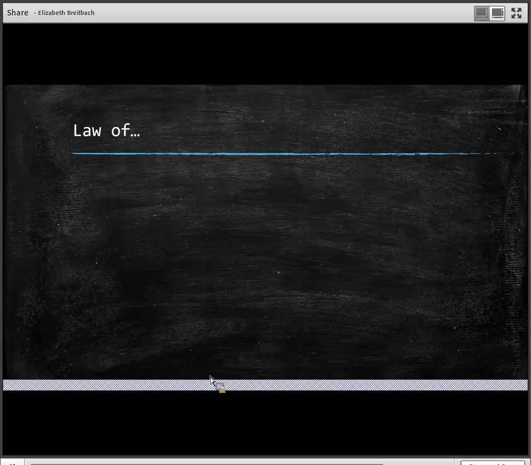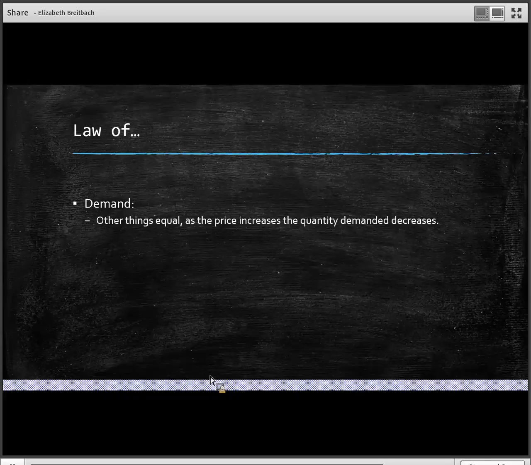So this is an inverse relationship with price. We could also add in, as the price decreases, the quantity demanded increases. And that was our law of demand, talking about the relationship of a given product, the price of a product, to the quantity that consumers want to purchase.